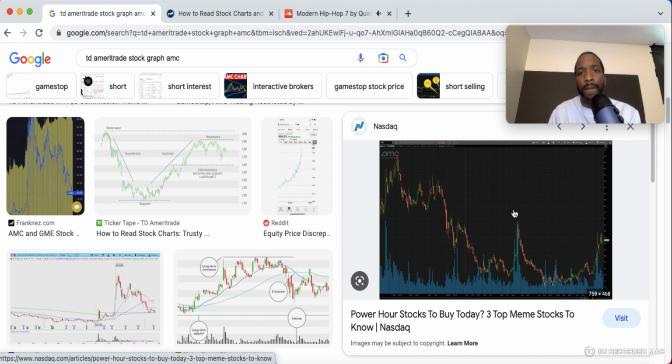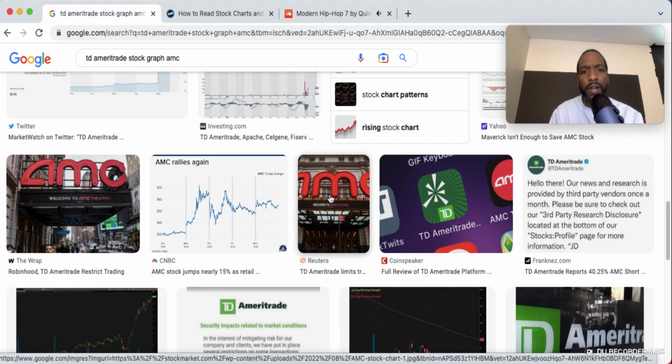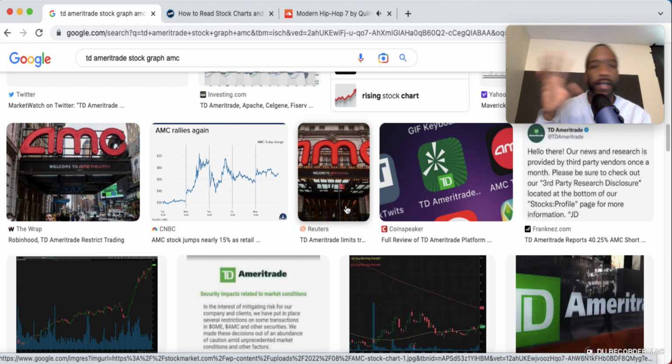Reading graphs just takes time. That's all it is. At first, I know it's hard. It seems hard. You see all these lines and numbers. It's like, oh my God, what's going on? But it's really not that hard once you just keep doing it.